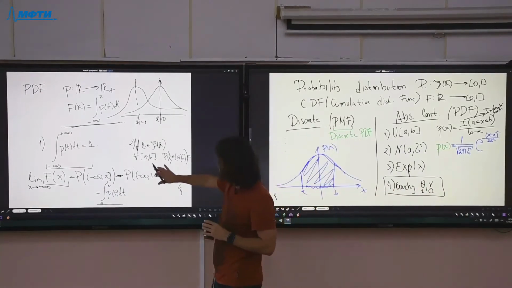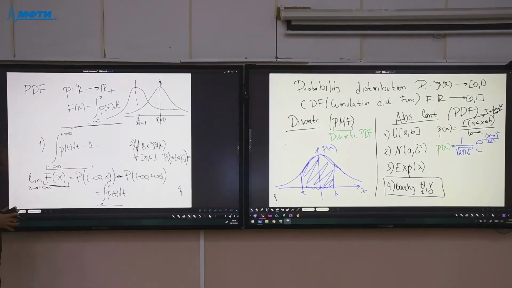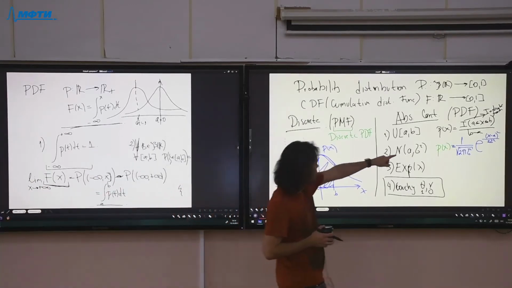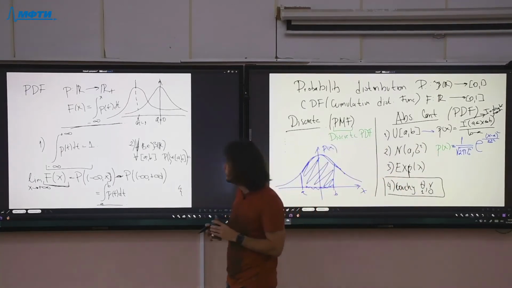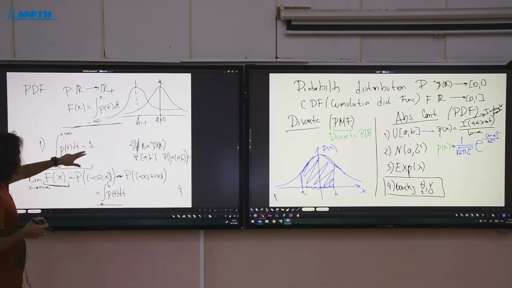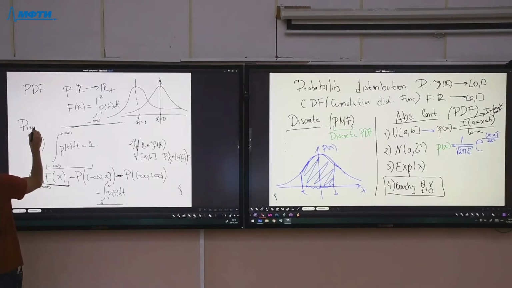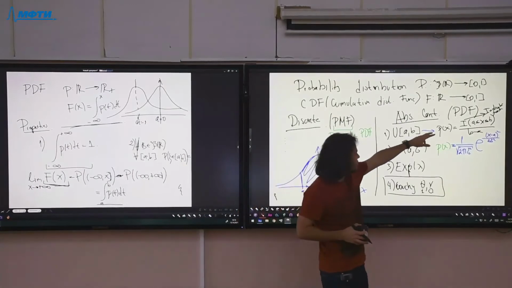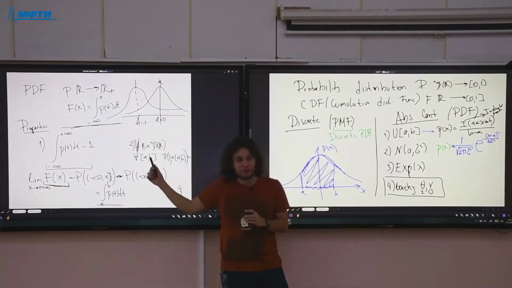Here, all of this is PDF. Or you mean this, or what? And the PDF number 1, which one, for the uniform? This is for the uniform, yes. No, what I meant is the first integration from minus infinity to infinity equals 1. And what type of PDF are we talking about? For every PDF. This is a property, so these are properties. This is true for every PDF. If this is a PDF, this is true because this is a property of this function.